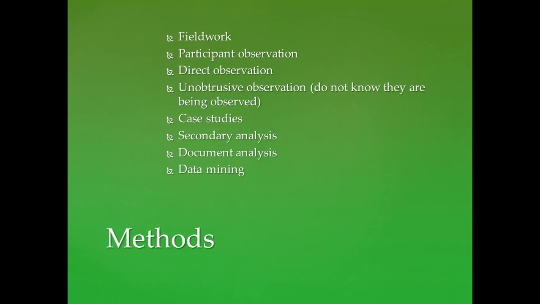When they know you're there, you have direct observation that is obtrusive. When they don't know you're there, it's called unobtrusive observation. And sometimes we do that kind of unobtrusive observation because when people know they're being observed, they change their behavior. So sometimes we can get skewed results simply because people are being observed.